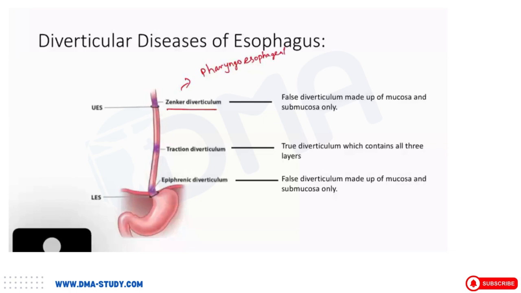Pharyngoesophageal diverticulum, also known as Zenker's diverticulum, is a false diverticulum. What's the difference between false and true? If all the layers are present, then it is a true diverticulum. If any one of the layers is absent, it is a false diverticulum. In Zenker's diverticulum, the outpouching occurs through the bare area, which is known as Killian's dehiscence.